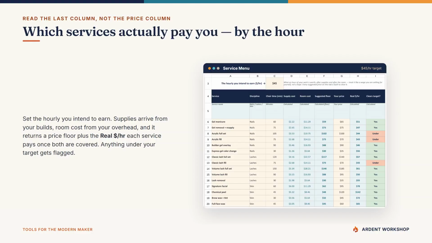The service menu returns a suggested floor price, supplies, plus the room, plus your hourly, and flags anything running under your target. But the column worth reading is real dollars per hour, what each service genuinely pays you once the supplies and the room are paid for. Sort by it once, and your menu reorders itself. Short, high-skill services routinely out-earn the marquee full set that ties up your whole afternoon.